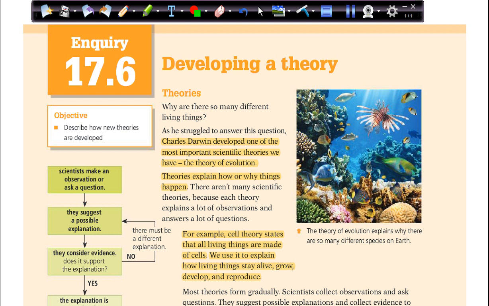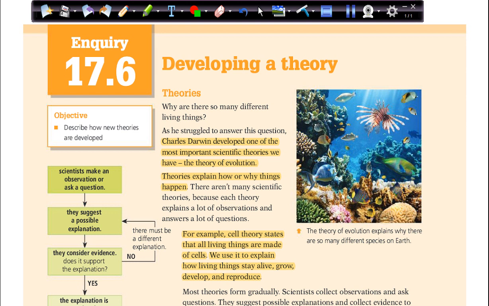Today we will talk about developing a theory, how the theories of the scientists developed over time. So open your books on page 218, grab your highlighters and follow me, please.